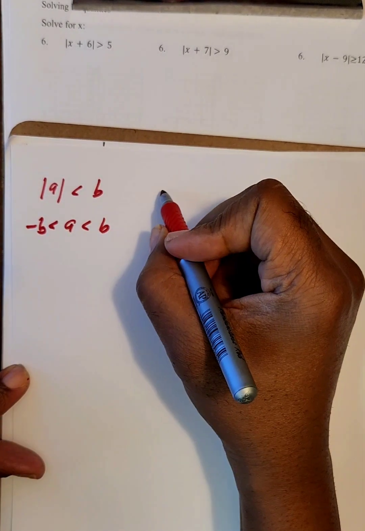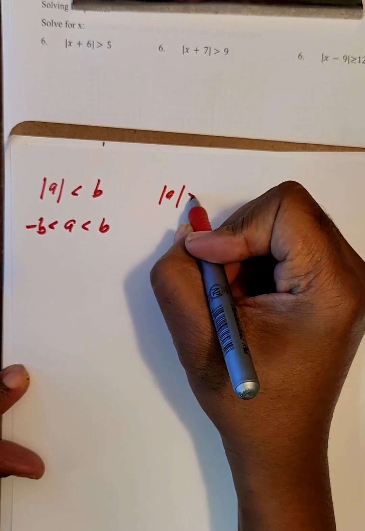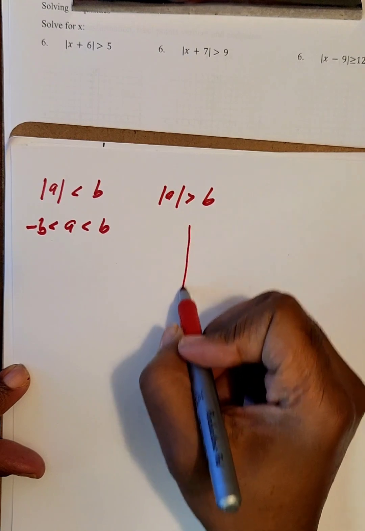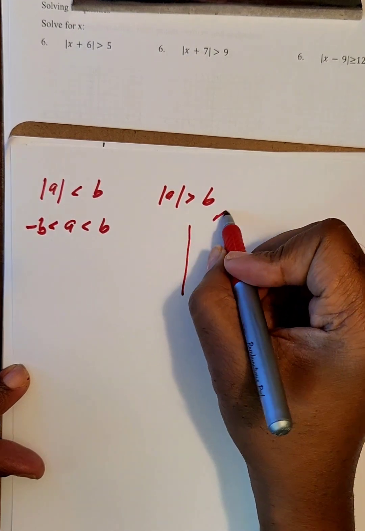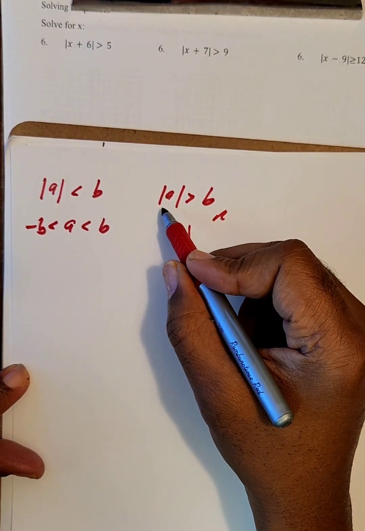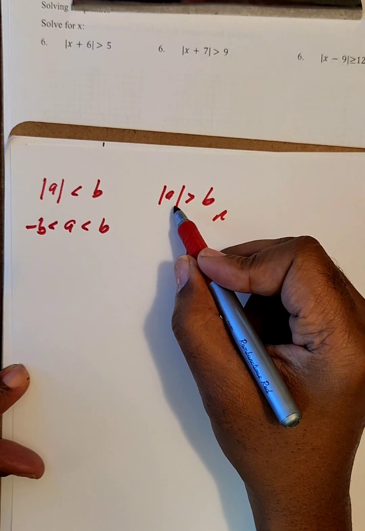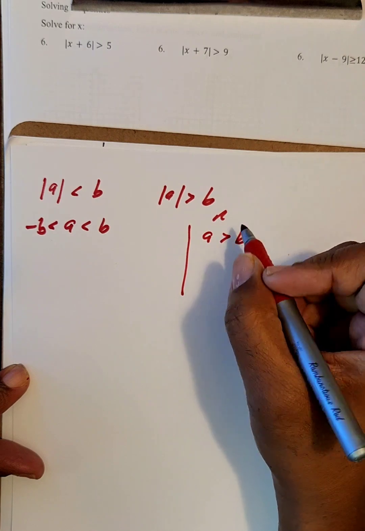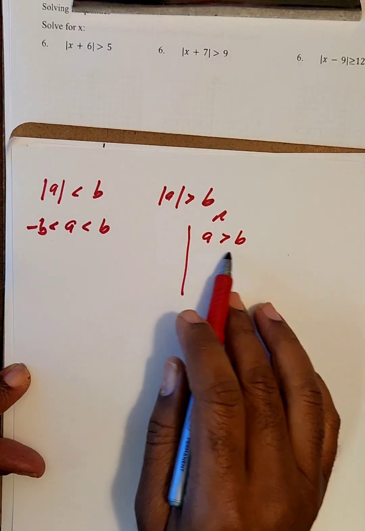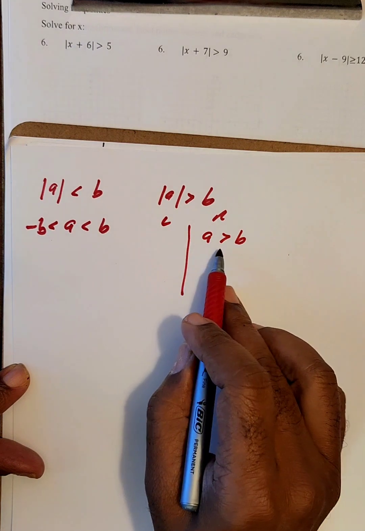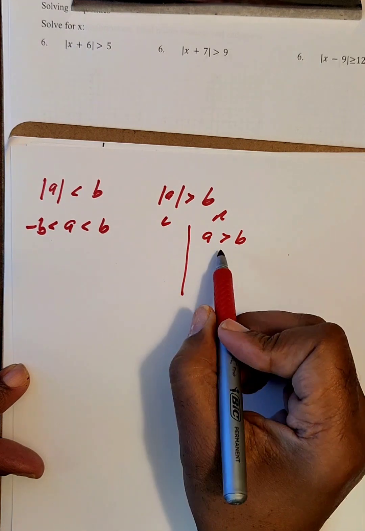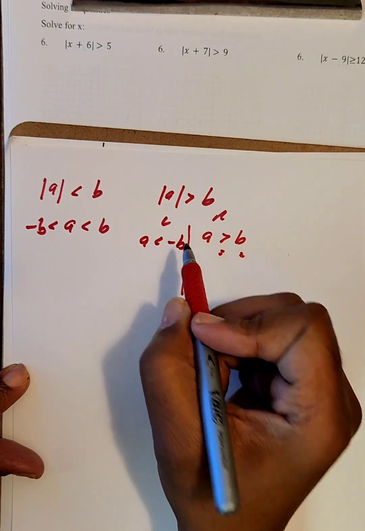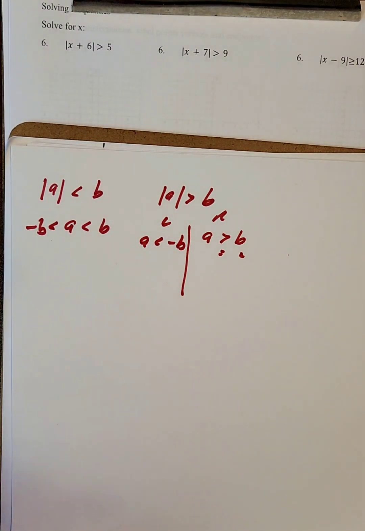Okay, but when we had a greater than, the rule was to split into two pieces. The right side will be everything with the removal of the absolute values, so you have a greater than b. But on the left side, you use the right side, and you'll change both of these. So it'll be a less than negative b. So let's give that a try.